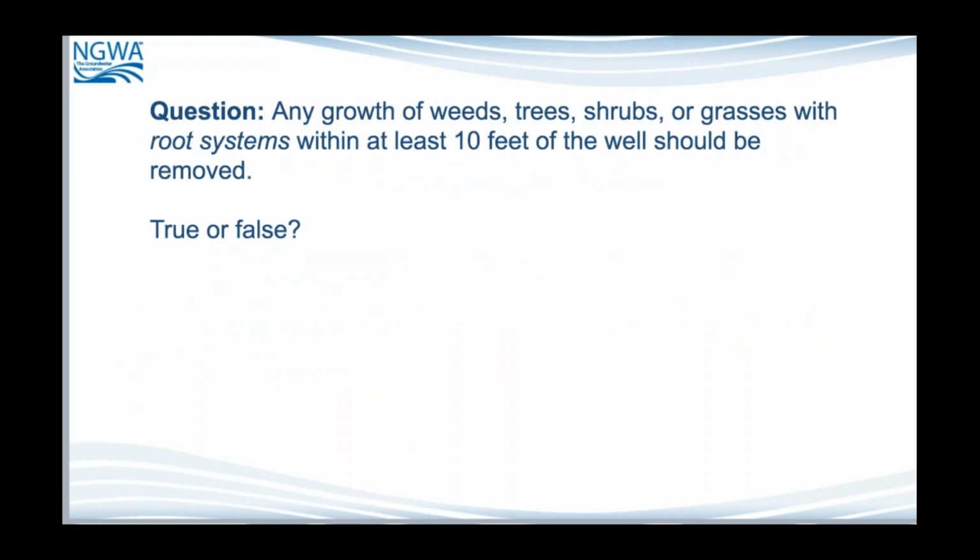Question: Any growth of weeds, trees, shrubs, or grasses with root systems within 10 feet of the well should be removed. True or false? That would be true. Those roots do follow places where there's water, and if you were to ever get a leak underground, when you dig it up, you'll see exactly what I'm talking about. Those root systems will follow that leak and follow that water, and will go right towards it.